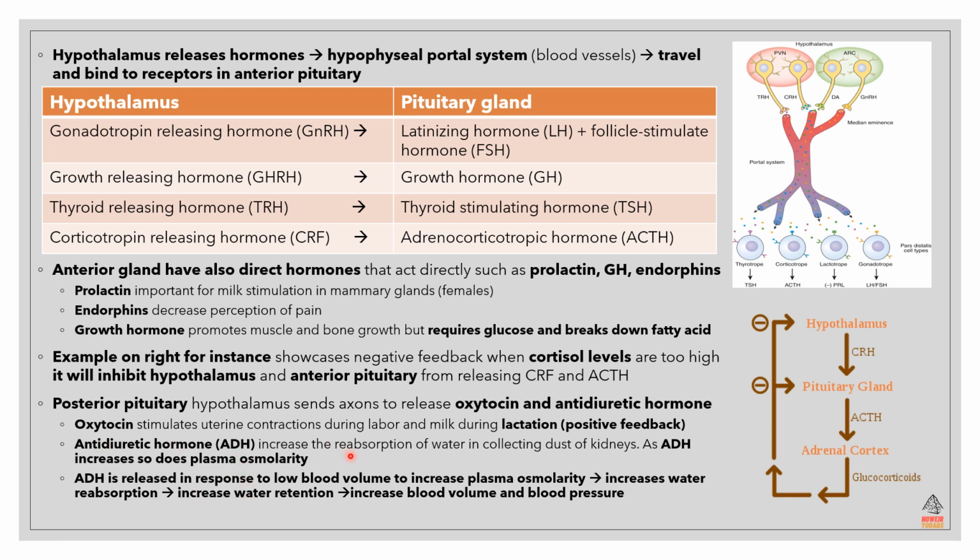Then you've got ADH, or antidiuretic hormone. ADH increases the reabsorption of water in the collecting duct of the kidneys. As ADH increases, so does plasma osmolarity. Right now we're in Ramadan, so I think we really need a lot of ADH to increase the reabsorption of water so we can survive the whole day. ADH is released in response to low blood volume and increased plasma osmolarity, and then it increases water reabsorption, which increases water retention, blood volume, and blood pressure. So let's say you're fasting and you have low blood volume. ADH is going to be released in order to increase your water reabsorption and retention.